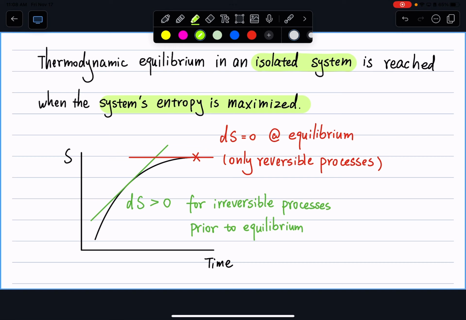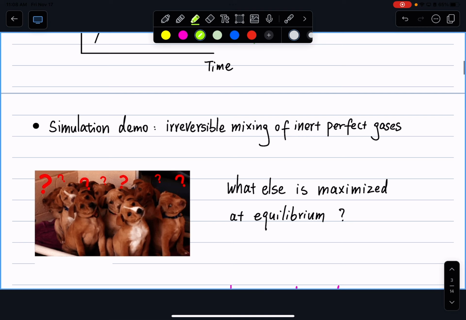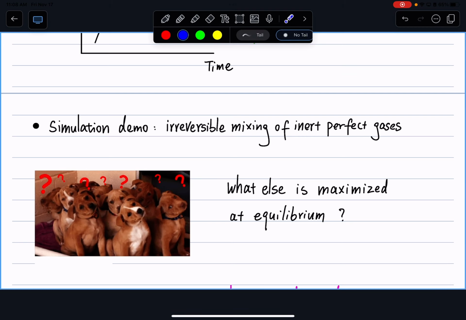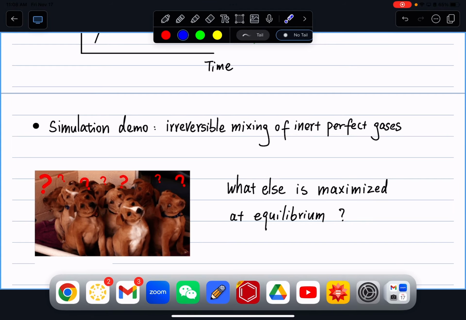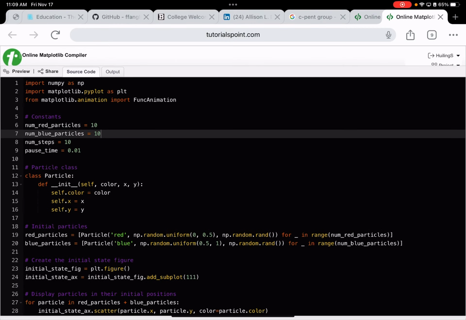Now, let me take one step further to think about what exactly is the nature of your entropy. We know entropy is maximized when we reach equilibrium. So what else is maximized when we reach equilibrium? And also think about what is the nature of the second law of thermodynamics. I'm going to do a quick simulation with you and see if it starts to make more sense.